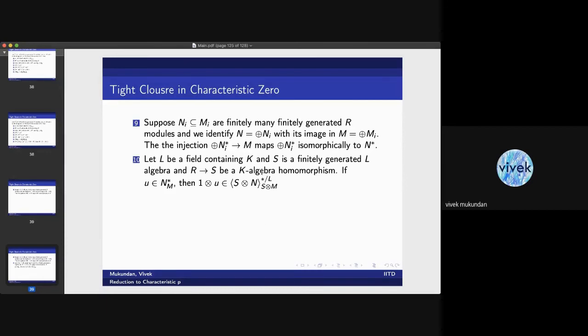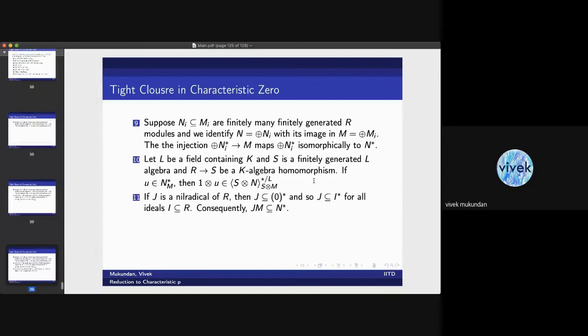And if K is a field contained in R and S is a finitely generated K-algebra, R to S is a K-algebra homomorphism. If u is in N star, then 1 tensor u is in the tight closure of the module generated by S tensor N in S tensor M. This is the persistence of tight closure. And if J is the nilradical of R, then J is contained in the tight closure of 0, and so J is contained in I star. For ideals we already know this. Consequently, J M is contained inside N star.